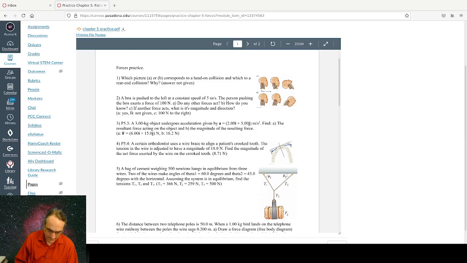Constant, 5 meters per second, and it also states to the left. It further goes on to say, you exert a force on it, or the person exerts a force on it, of 100 newtons. Then we're asked the following questions. Any other forces? How can you tell?